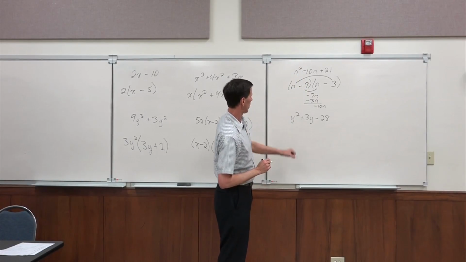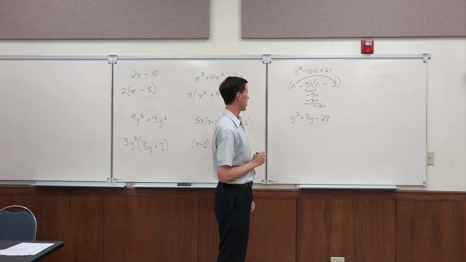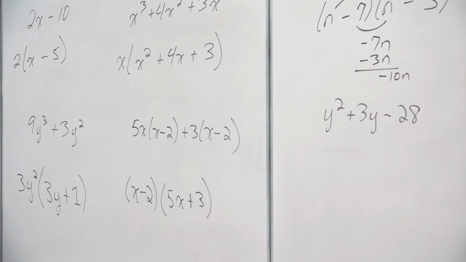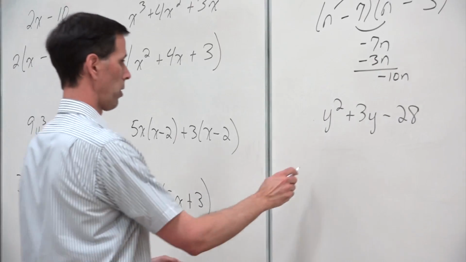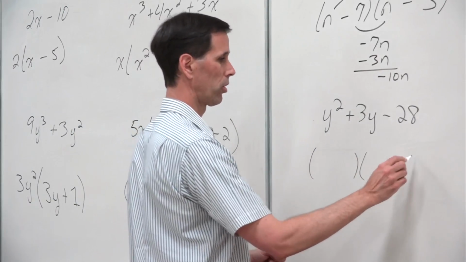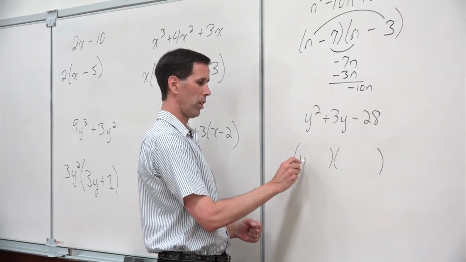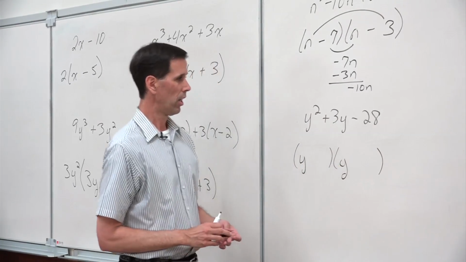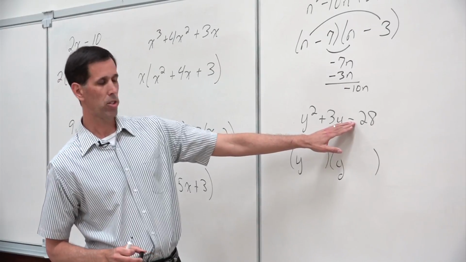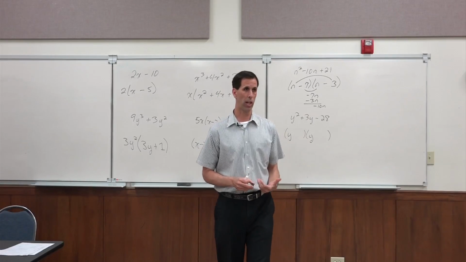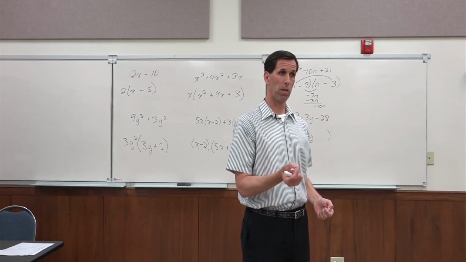How about a second one here, y squared plus 3y minus 28. So again, we've got a trinomial. We want to try to factor it into its binomial factors, all right? So we want to set it up as two binomials first. Again, to get y squared, what we'd have to have in this first position here is a pair of y's. Now notice in this one that our last sign here is negative. That means that in your two binomials, you're going to have opposite signs. One of them is going to be a plus, one of them is going to be a minus.